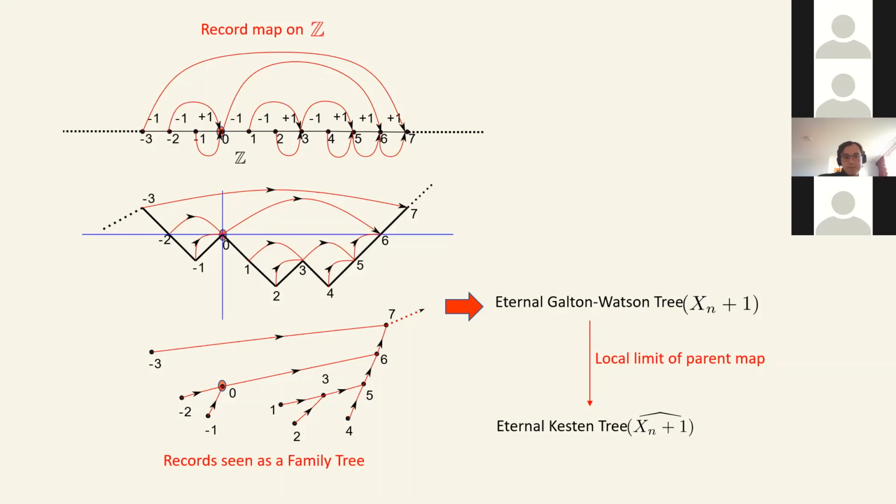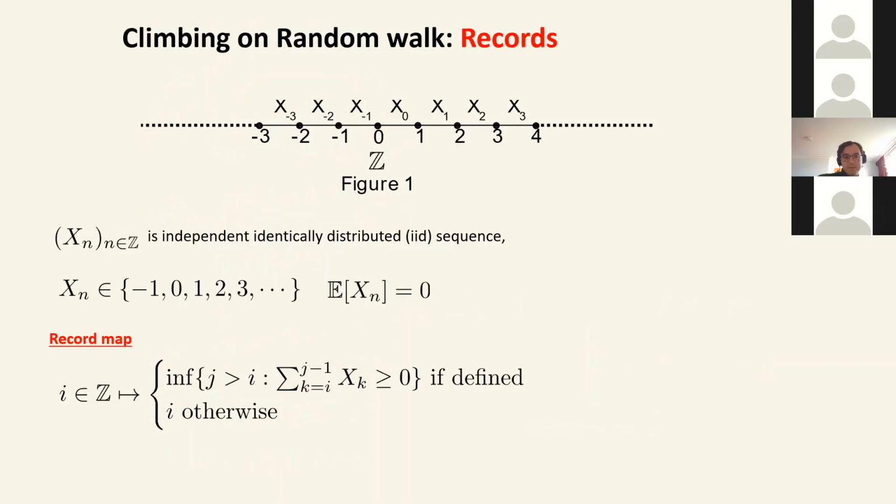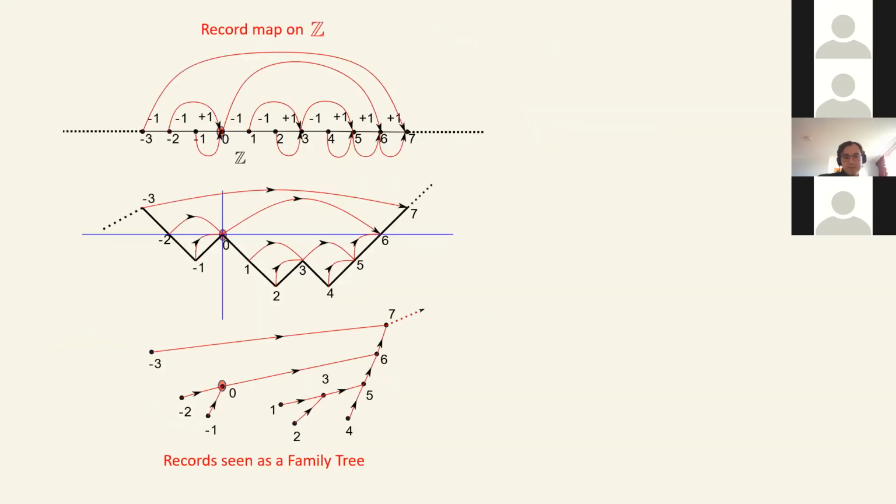So I defined the map previously as follows: from i, you sum the increments, and the first time you rise to greater than or equal to 0, you map to it. So that's how.